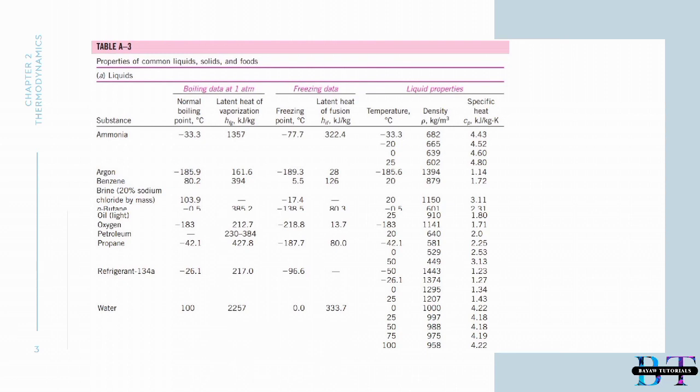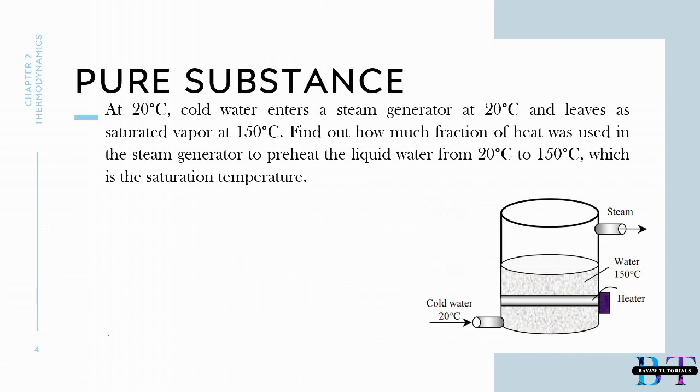Now looking at our table A-3 for our specific heat of liquid water, that is 4.18 kilojoules per kilogram Kelvin. Now that we have our specific heat of liquid water, we can get our Q sub preheating.